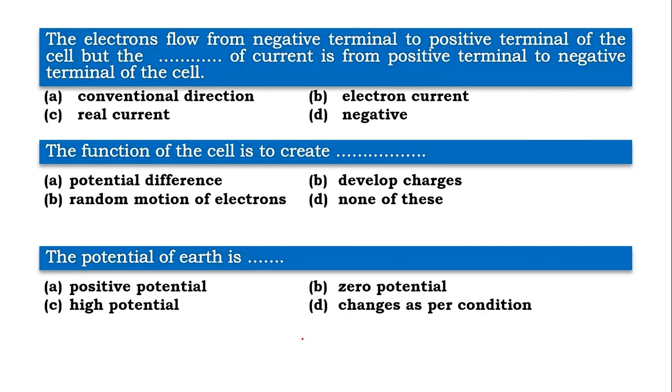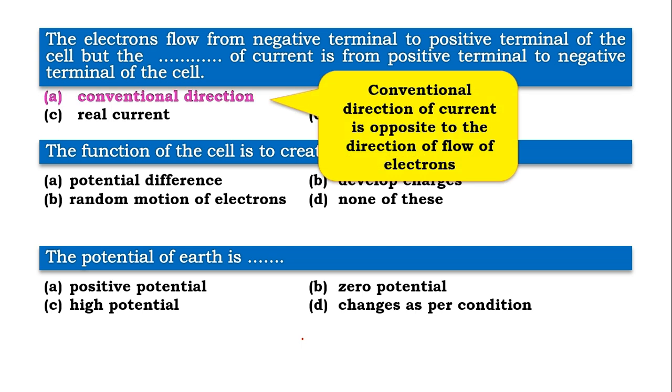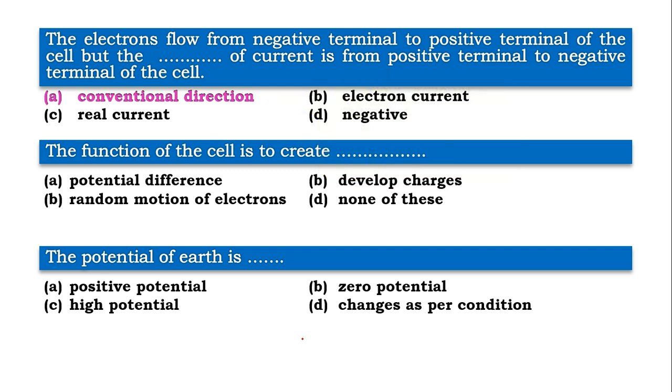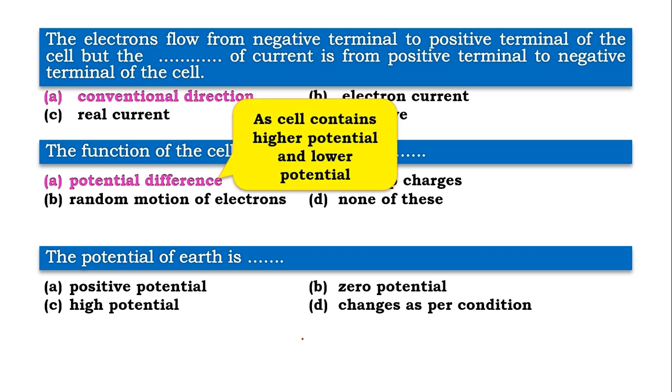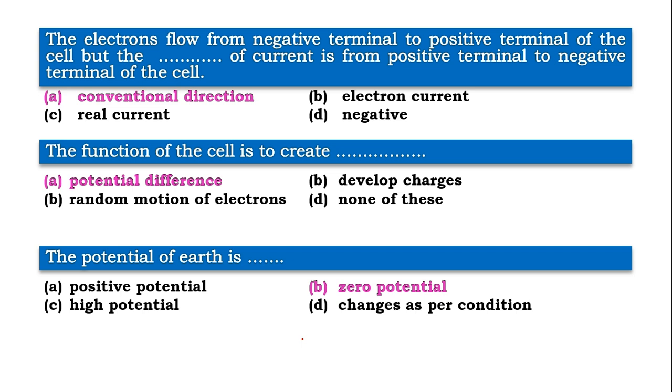Is it clear? Electrons flow from the negative terminal to the positive terminal of the cell, but the conventional current flows from positive terminal to negative terminal. So the conventional direction of current is opposite to the direction of electrons. The function of the cell is to create potential difference. The potential of the earth is zero. As the earth is an infinite body, it has zero potential.